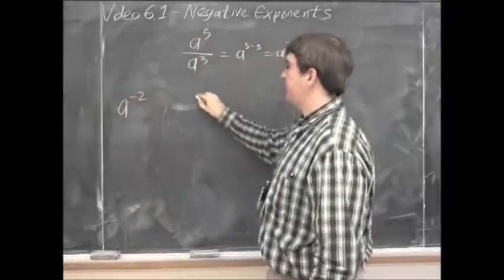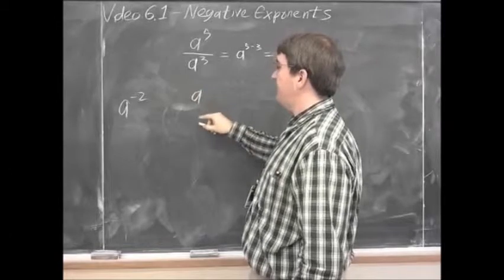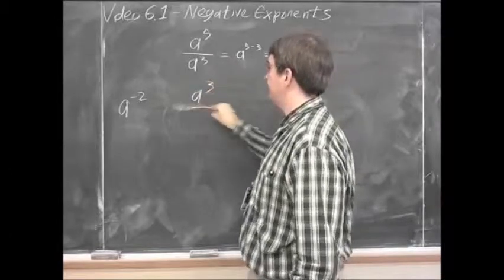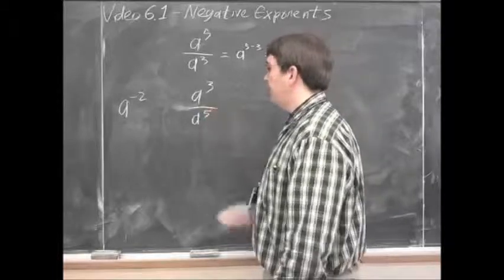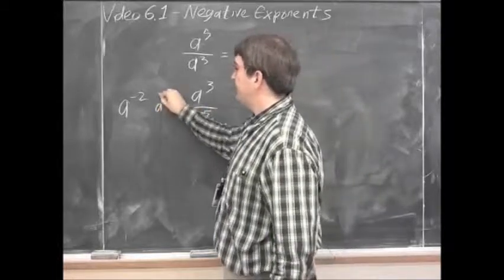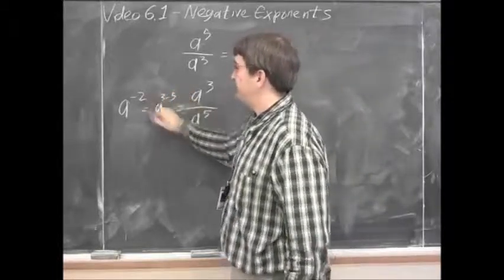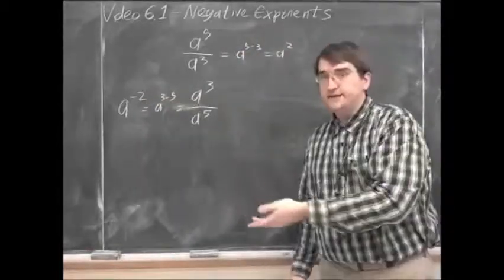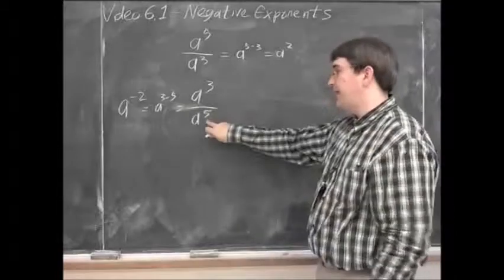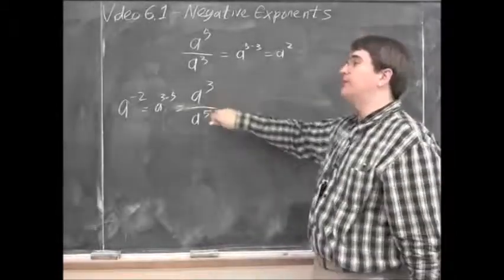And the example we'll think about is a to the 3 divided by a to the 5. By our rules of exponents, that would give us a to the 3 minus 5, which gives us a to the negative 2. So that's how we can get a negative exponent, when the power on the bottom is bigger than the power on the top.